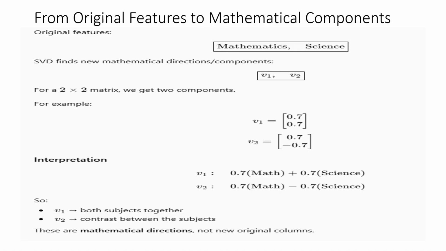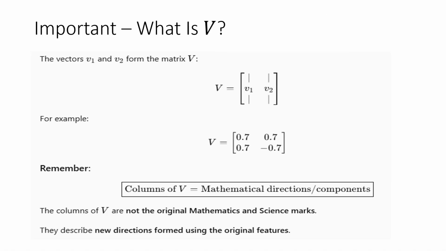When it is a 2 by 2 matrix, you will get V raised to T as V1 and V2. Two vectors. Suppose we got V1 as the vector 0.7, 0.7, and for V2 we got 0.7 and minus 0.7. Our interpretation is that, suppose after computing V raised to T, the right singular vectors, we got something like this. V is equal to something like this.